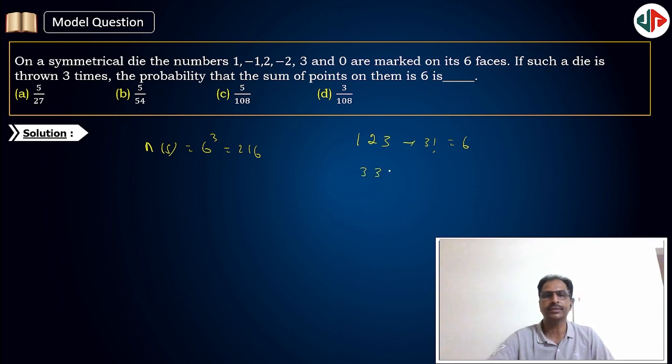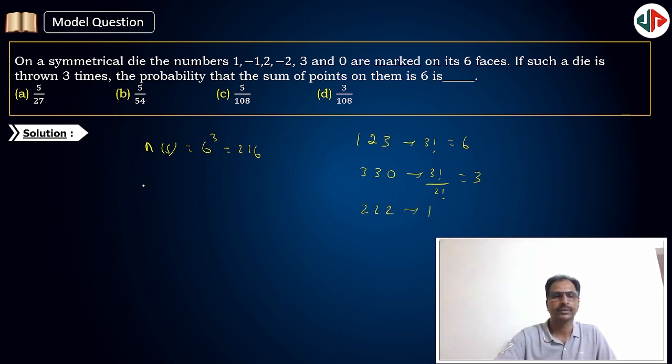Next, 3, 3, 0 is also possible. Here, 3 factorial by 2 factorial, 3 cases you will get. Any more cases where you got sum as 6 when 3 dice are thrown? 2, 2, 2. This is one case. So altogether 10 cases out of 216. So P of E is 10 by 216, which is 5 by 108. Option C.